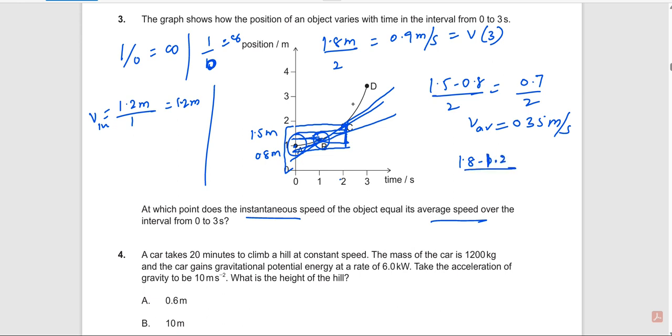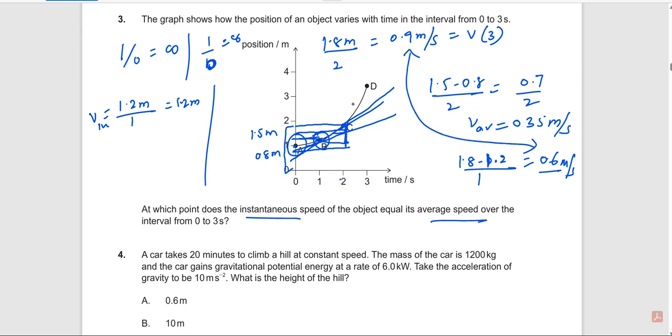And what is the corresponding time? Corresponding time could be around 2 and around 1 here, which should give around 0.6. Right? So what is this now? 0.6 meters per second is your average velocity, and here it is 0.9 meter per second. So these two are seen to be much closer with each other.